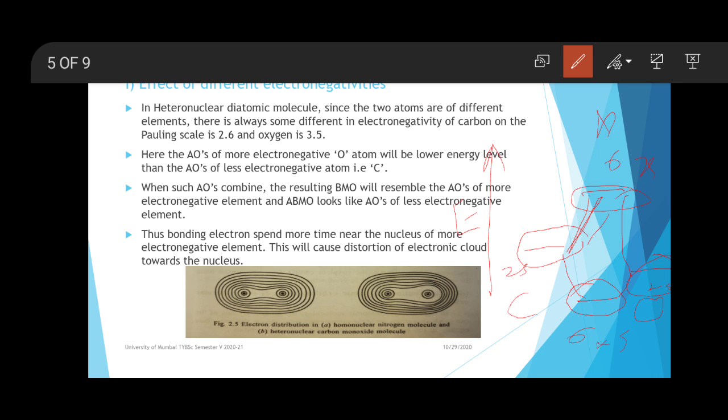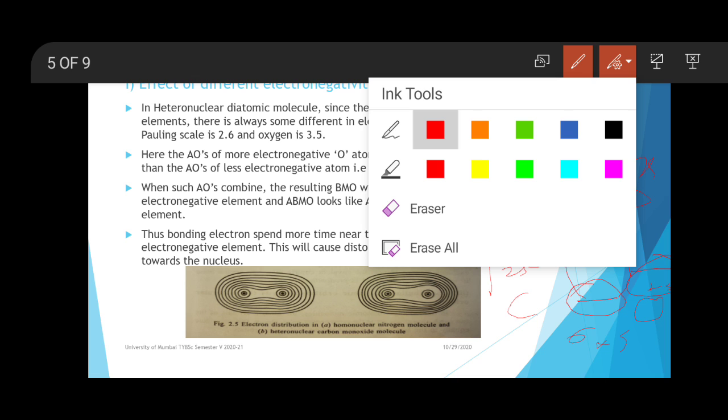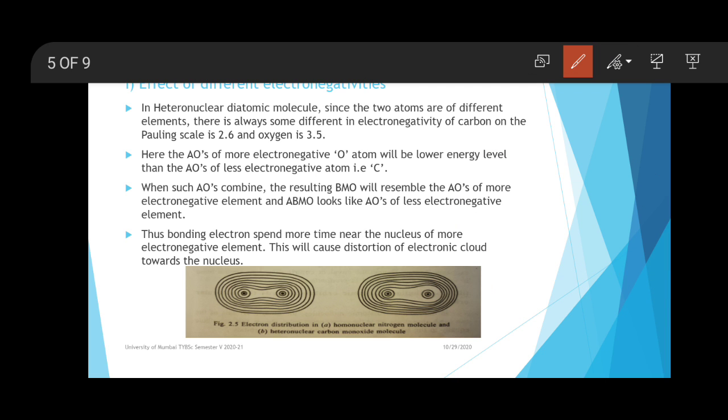Again I will revise. Molecular orbitals, mostly bonding molecular orbitals, are formed when the atomic orbitals of more electronegative elements take part in a bonding molecular orbital, while the atomic orbitals of the less electronegative atom, which are very near to the anti-bonding molecular orbital energy level, form the anti-bonding molecular orbitals. The bonding electrons spend more time near the nucleus of the more electronegative element. This is the main reason for the distortion of the electronic cloud towards that nucleus.